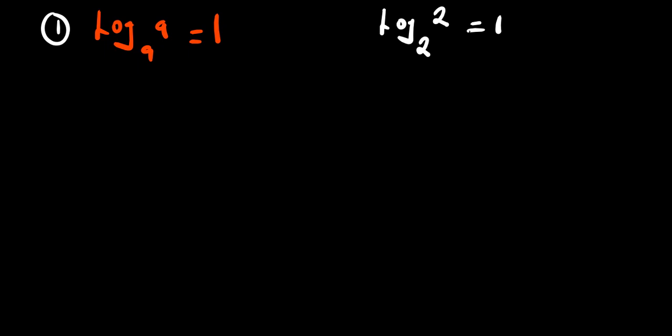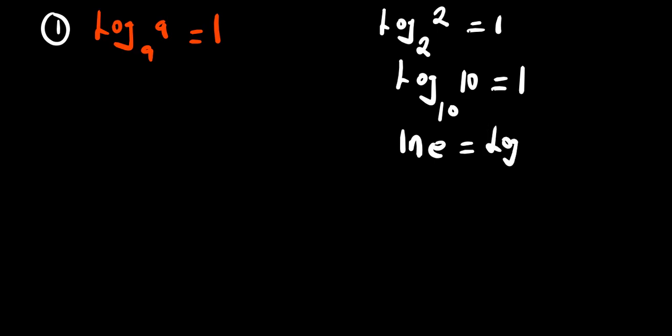The other scenario is if you've got a log of 10 with base 10, this will still give you 1. Okay, so this is very important for you to know. Then if you've got, let's say, the natural log, then you've got e. This is the same as log where e is the base. So this will still give you 1. So this is about the first principle. That's very important for you to know.